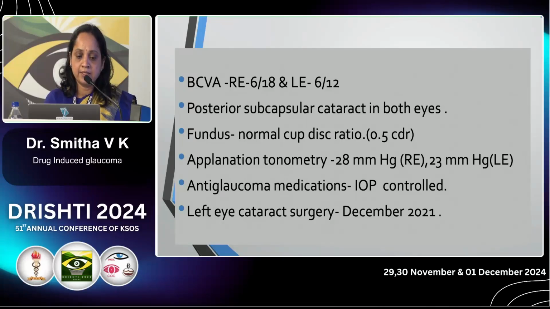And there was posterior subcapsular cataract in both eyes, and the fundus was normal with 0.5 cup disc ratio. Her IOP was 28 millimeter mercury in the right eye and 23 millimeter mercury in the left eye. So she was given anti-glaucoma medications and the IOP was under control. She underwent left eye cataract surgery in December 2021.